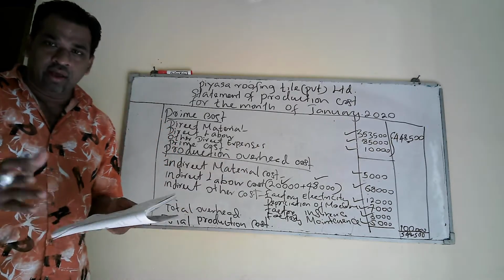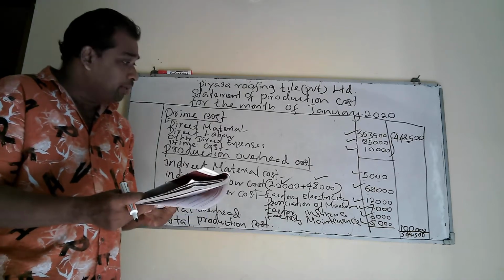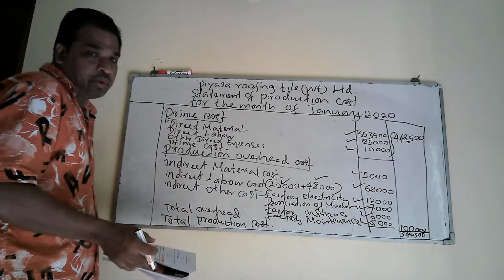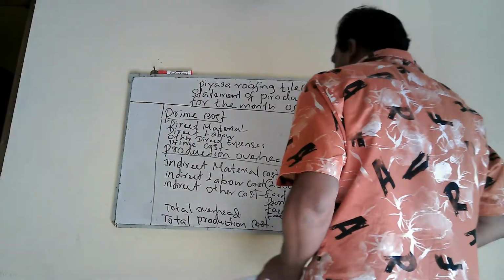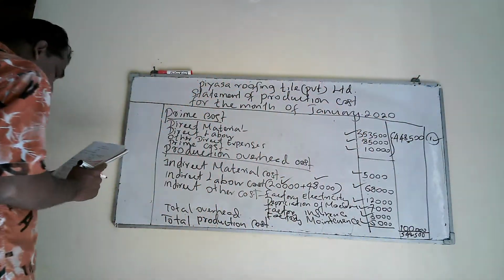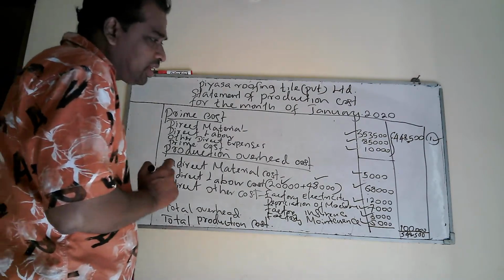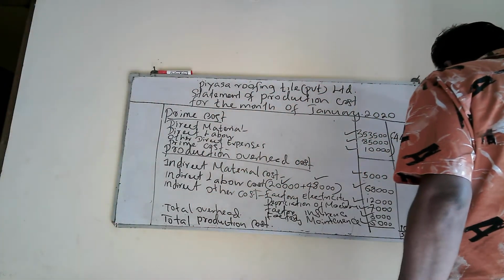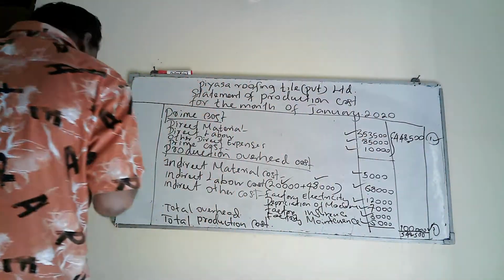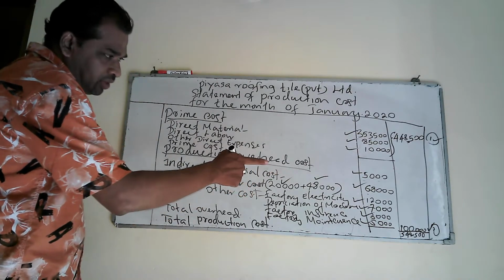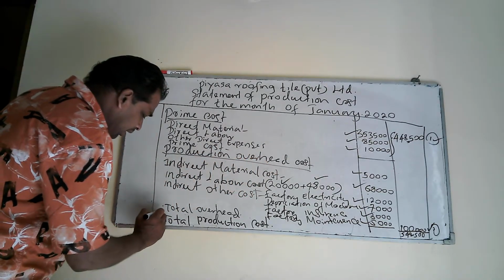In the question you are given 4 parts. First one, prime cost. We have calculated prime cost. That is our first answer. This is the answer for part 1. Part B, production overhead cost. This is production overhead cost, that is 100,000. That is the answer for part 2. Part 3, total production cost: 548,500. That is the answer for part 3.